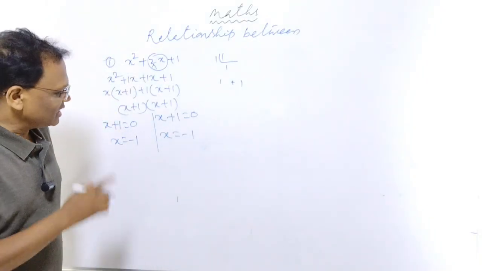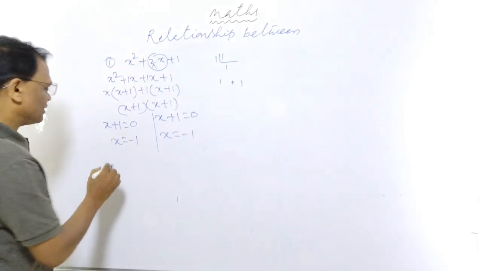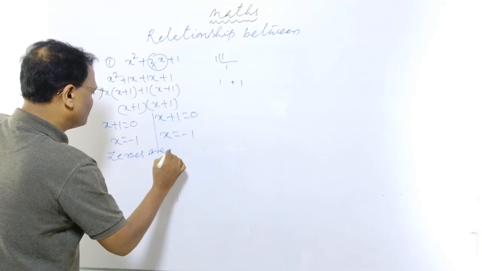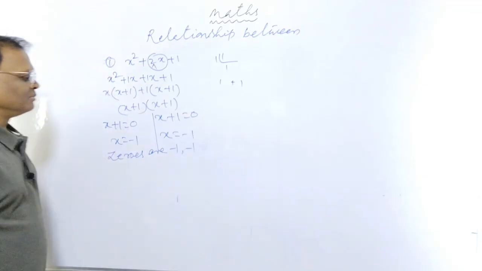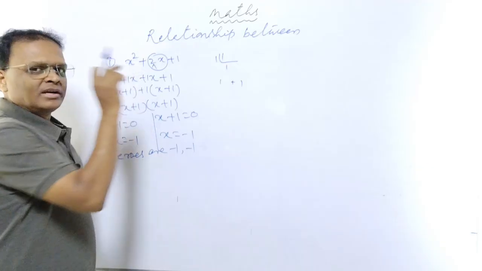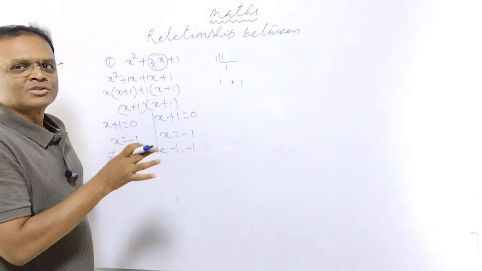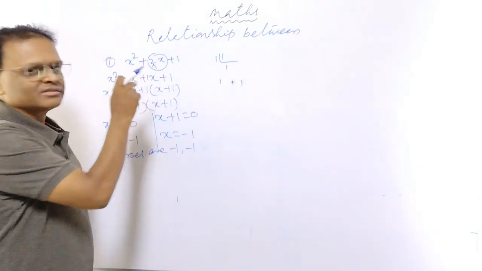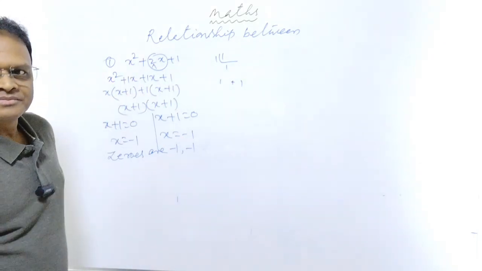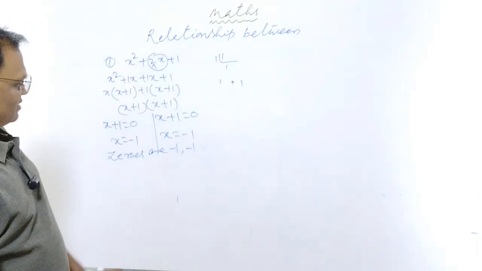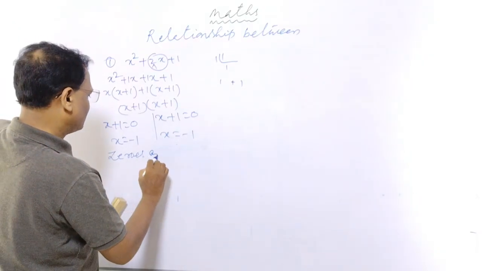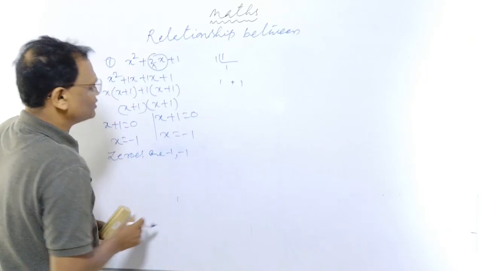So what are my zeros? I got the zeros. The zeros are minus 1 and minus 1. Both the zeros are equal. This x value I got is minus 1 and minus 1. That means if you write minus 1 instead of x, the polynomial becomes 0. Therefore, these two are called the zeros of the polynomial. So my zeros are minus 1 and minus 1.